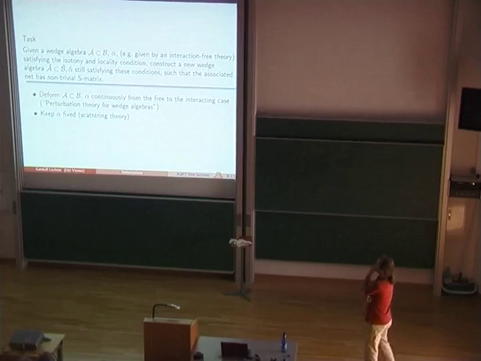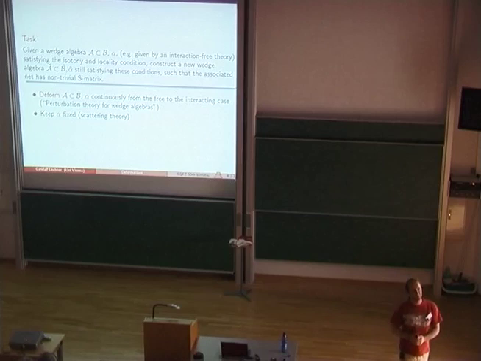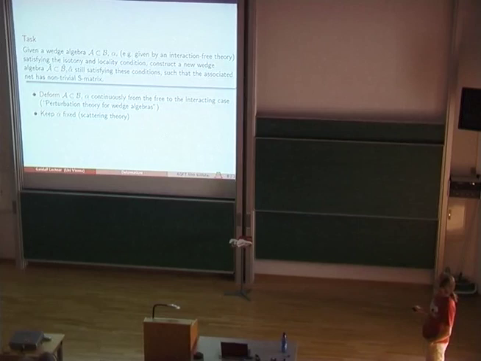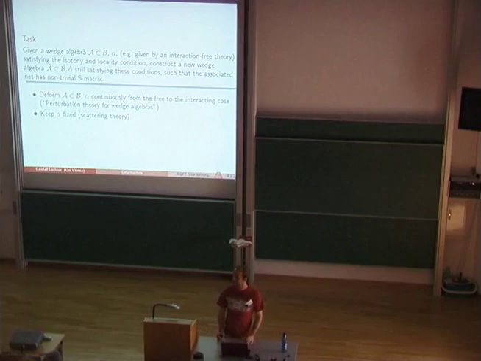So now the constructive task is the following. Given a wedge algebra satisfying these two properties, isotony and locality, and you might think of this as being given by an interaction-free theory, then the task is to construct a new wedge algebra, so a new inclusion, maybe a new action of the Poincaré group, such that the two conditions are still satisfied, and that we can generate a new net. And this new net should be interacting, so we can do scattering theory, and we hope to find an S-matrix which is not the identity, but some non-trivial interaction going on. So that's the constructive problem in this approach.